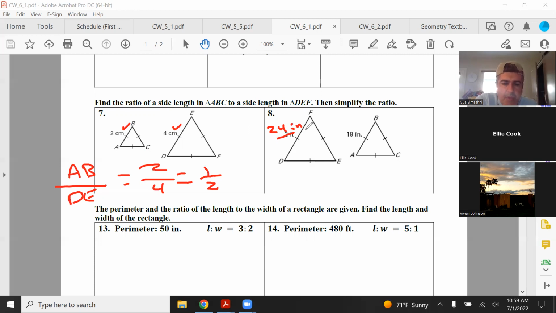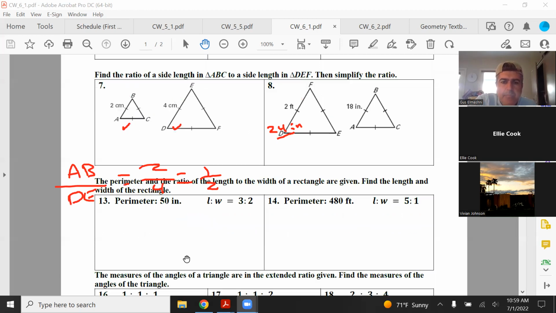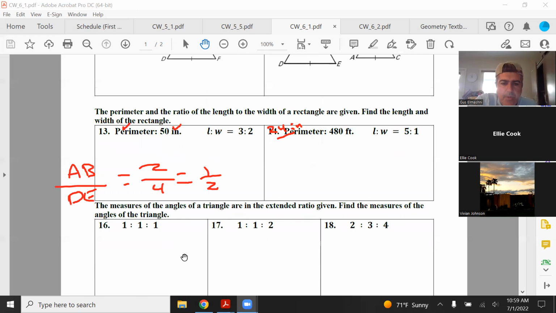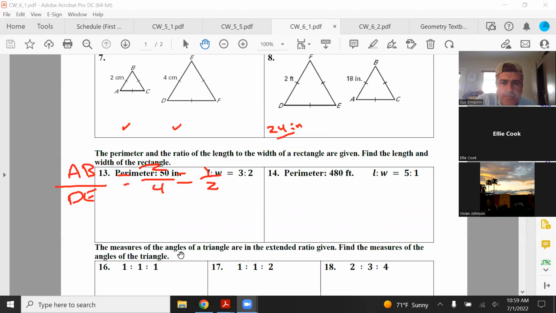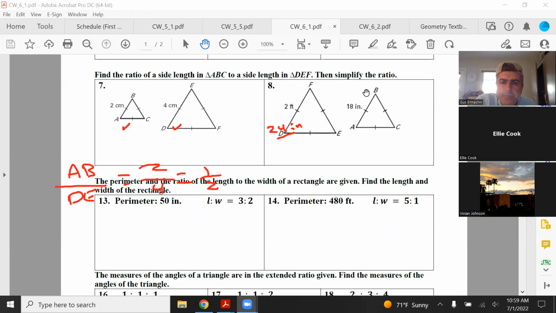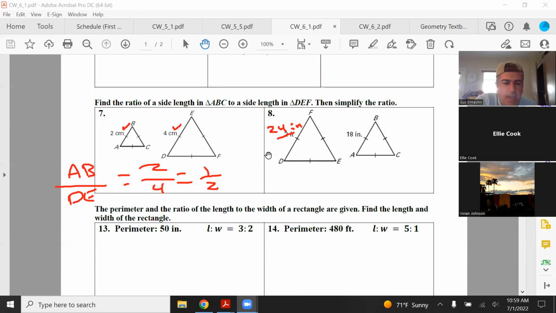More with ratios. Now this next one here, number 13, is a little strange. Let me go back to the textbook to explain what's going on with that kind of problem, and also with the problems that follow. Any questions about 7 and 8 here? Nope, okay. Let's keep moving here.